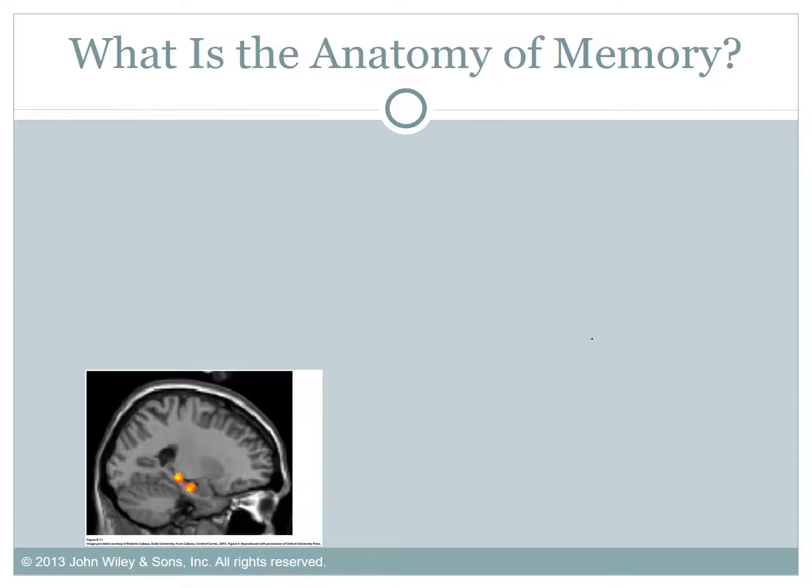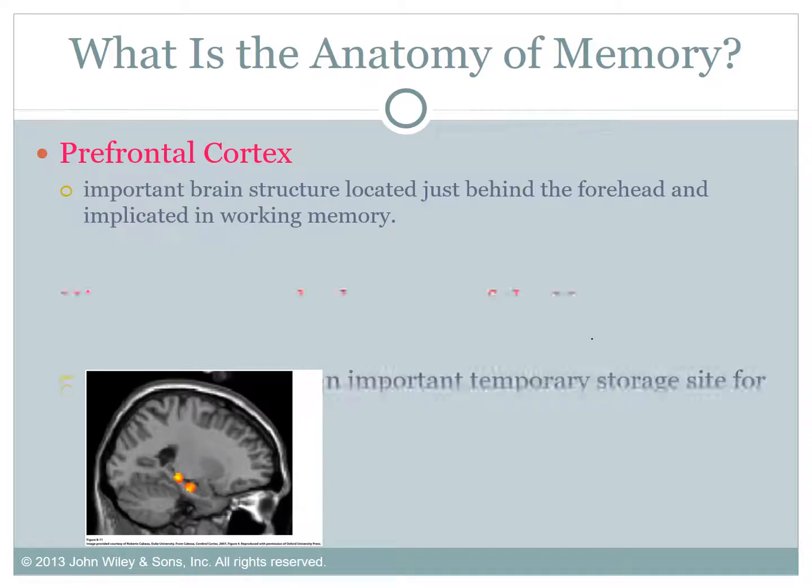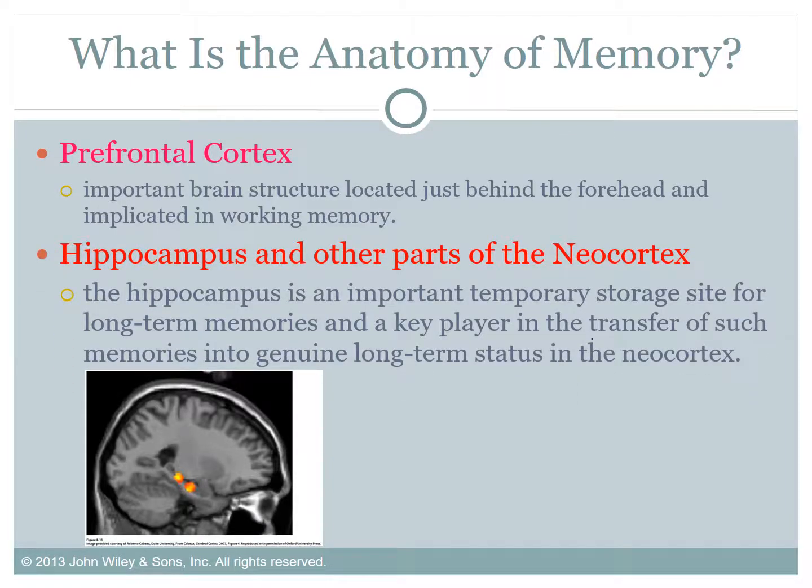So what does memory look like in our brain? We actually have several particular segments of our brain that are very important for memory, even though we appear to store memory throughout our brain structure. The prefrontal cortex is located in the very front portion of your brain, just behind your forehead. It's absolutely implicated in working memory and your ability to plan ahead, your ability to decide what it is that you want to remember, what it is that you want to encode, what it is that you want to retrieve.